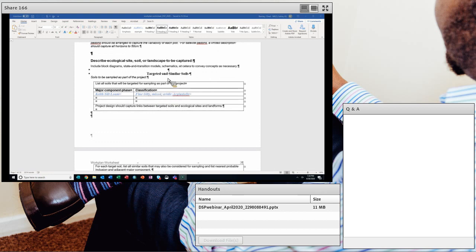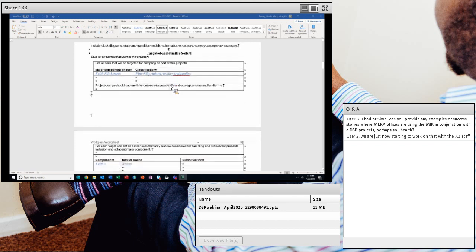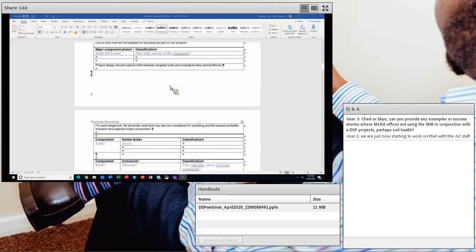Okay, describe the ecological site, soil landscape to be captured. I'm a block diagram guy. You can ask some of my staff. I love block diagrams. State and transition models. Please try and convey as much concept as you can. Soils to be sampled as part of the project.